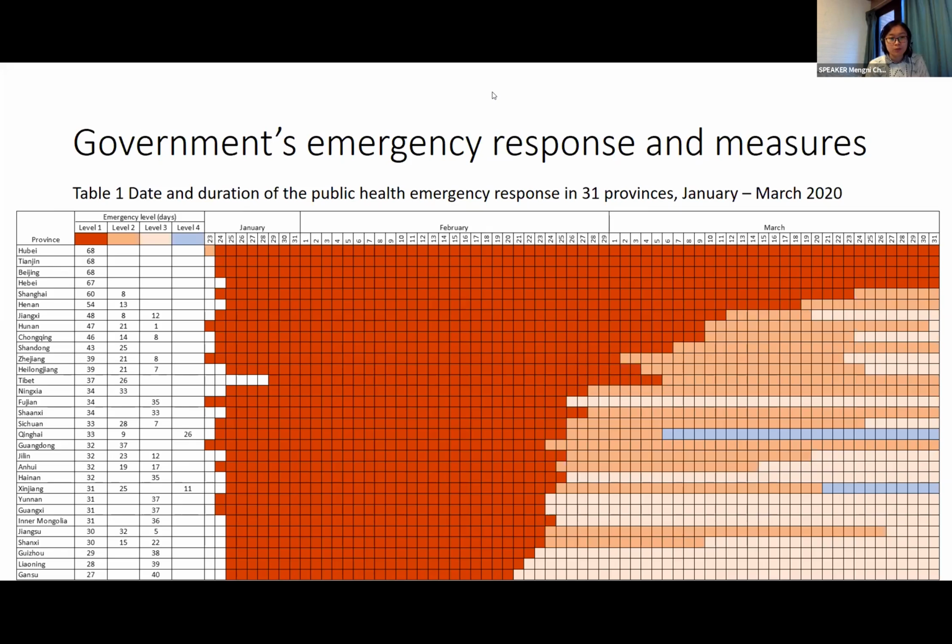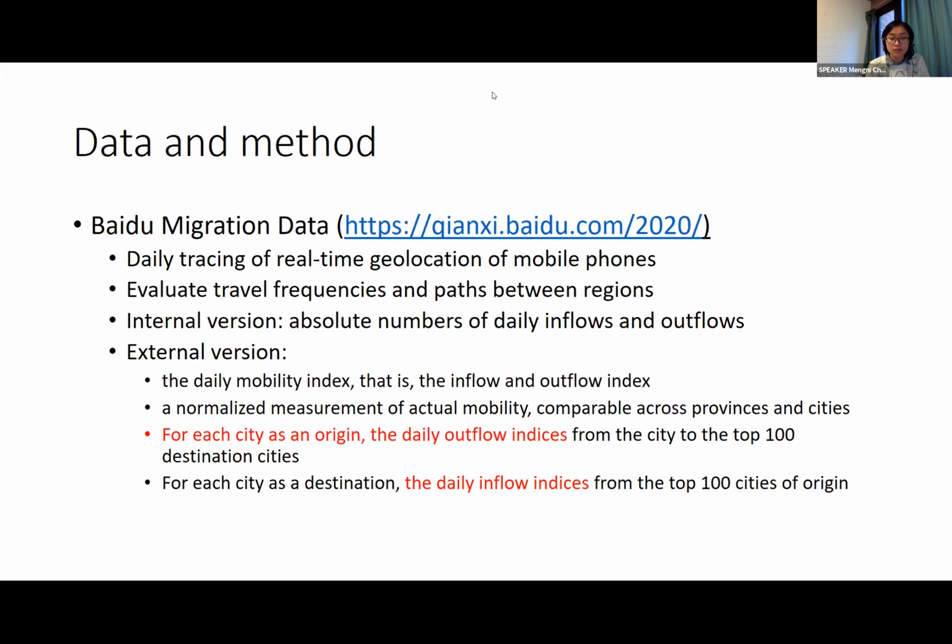In order to demonstrate the mobility patterns, this study makes use of the Baidu migration data set. This data set traces real-time geolocation of mobile phones every day, so it evaluates the travel frequencies and paths between regions. There are two versions of this data set. The internal version includes the absolute numbers of daily inflows and outflows, but this is not publicly available. It's only available to the internal staff of the company. They have also provided an external version of this migration data set.